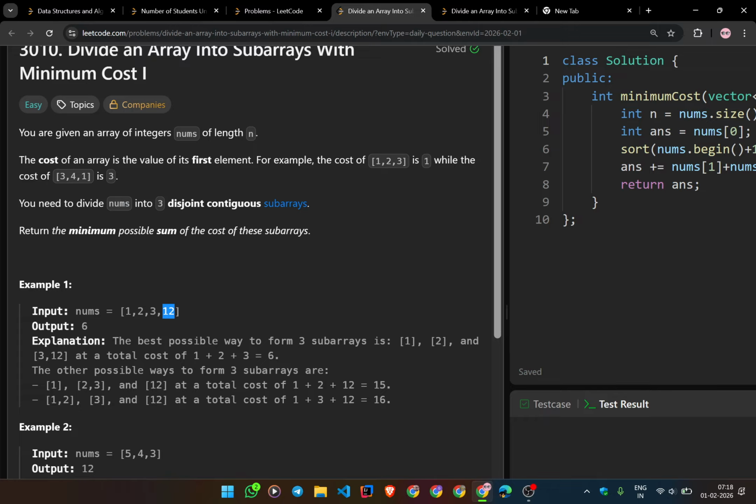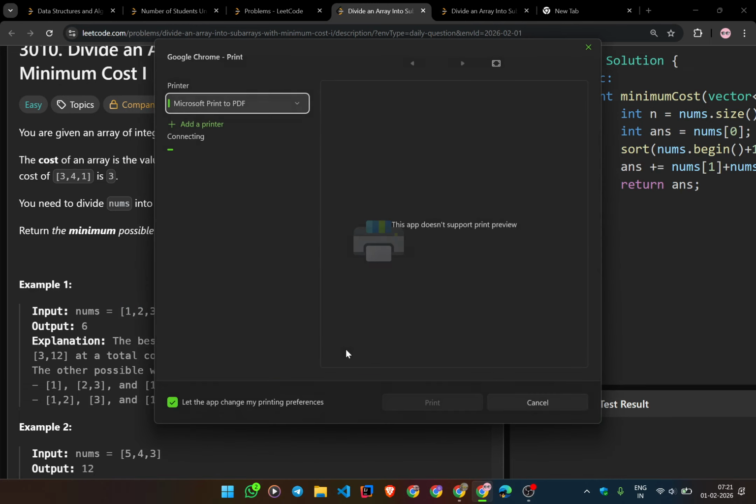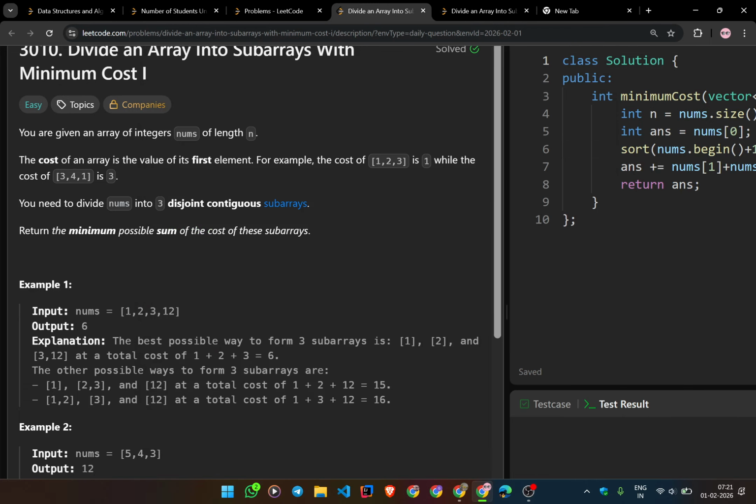So we have to find out the minimum possible sum of the cost. The cost is considered as the first element of the subarray. So if we have to consider any of the subarrays, I will explain it to you. Let's discuss this example here.